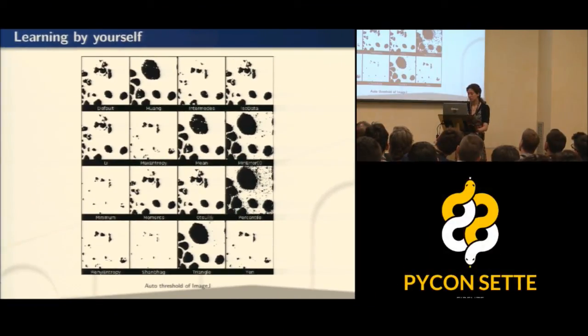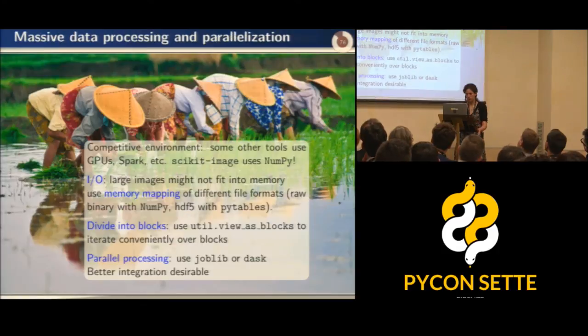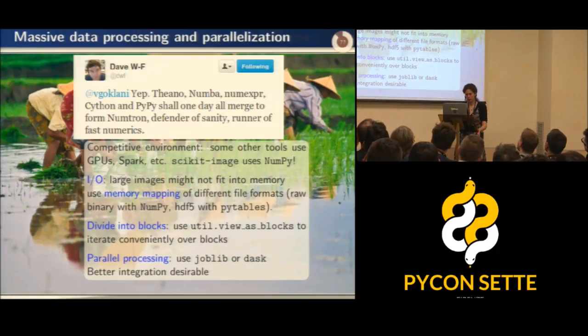For example, this triangle filter. It looks very nice, but I had no idea whatsoever that it existed. So it's a way to really discover by yourself that something is possible, and it's actually one of the most efficient ways to learn. So I think I will skip this part on challenges for the future. I might go back to it during the questions.